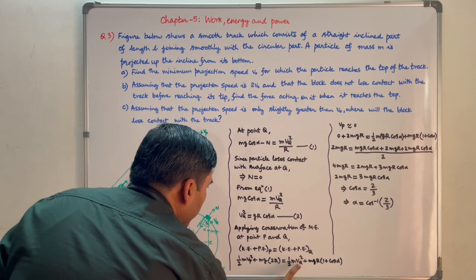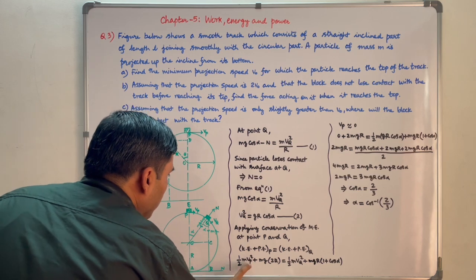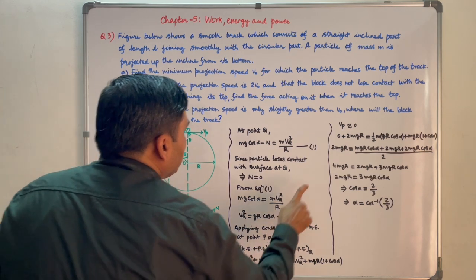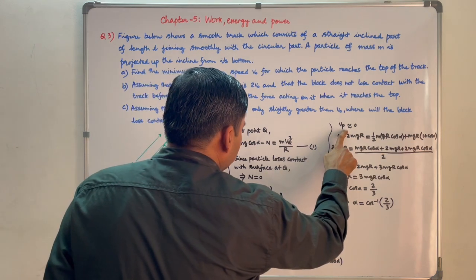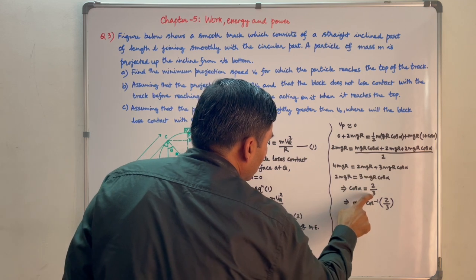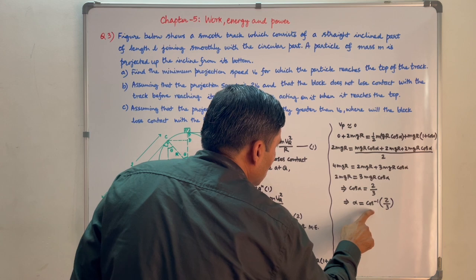Now the value of Vq square we can put from equation number 2. Vp is negligibly small, so it can be approximated to 0. So we will get the value of cos alpha is equal to 2 by 3, or alpha is equal to cos inverse 2 by 3.